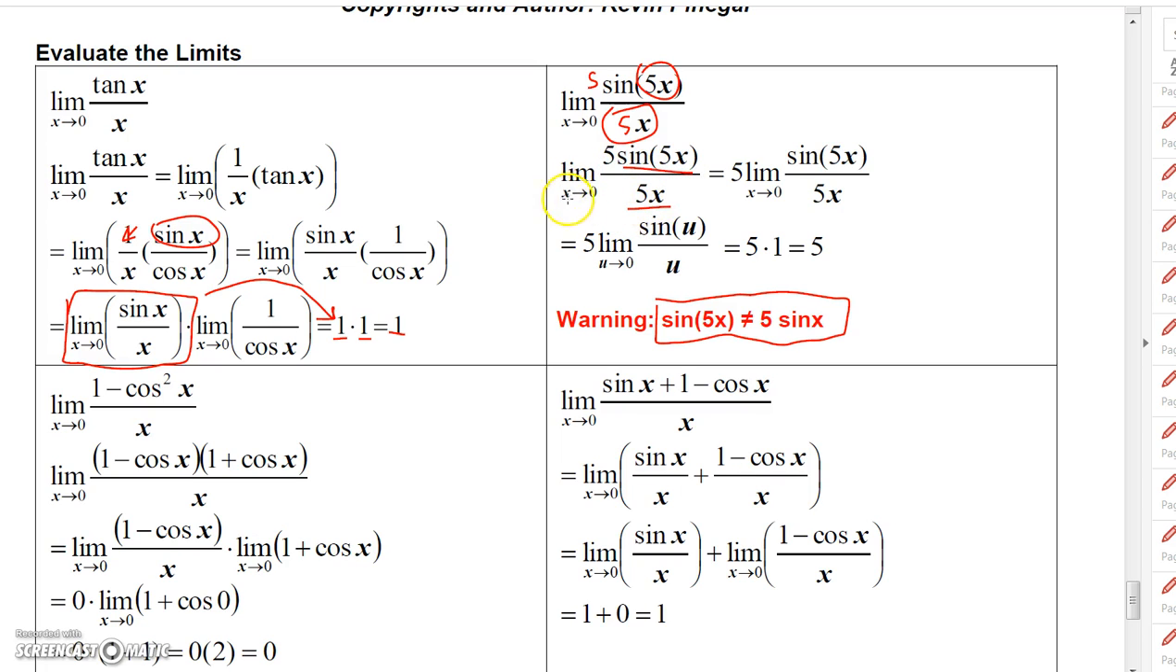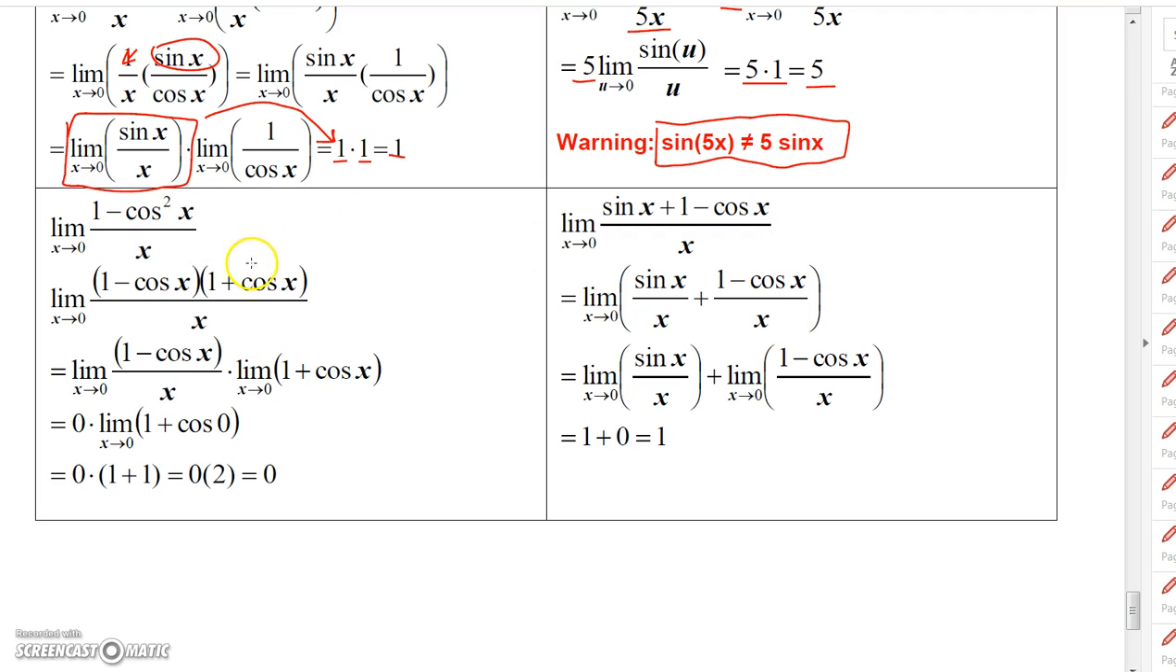And as x goes to 0, then 5x goes to 0. So I've got the same action happening. Now factor this 5 out of the limit, and I get 5 times the limit of this. So this is like saying sine theta over theta as theta goes to 0, and we know that goes to 1. So this is just going to be 5 times 1, which is 5. I used u, but you could use theta if you wanted to.